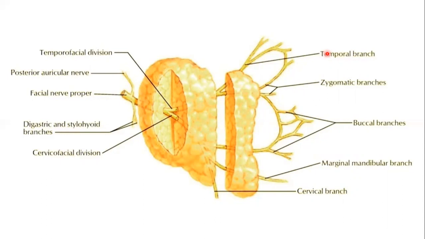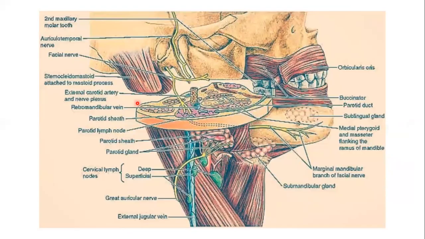And I give you a mnemonic for remembering these 5 branches: Ten zebras bit my cat. Ten is the temporal branches, zebras are the zygomatic branches, bit the buccal branches, upper buccal and lower buccal, my the marginal mandibular, and C, the cat, the cervical branches. So this is the mnemonic, and this is the layout of the parotid gland with its facial nerve showing the various branches.